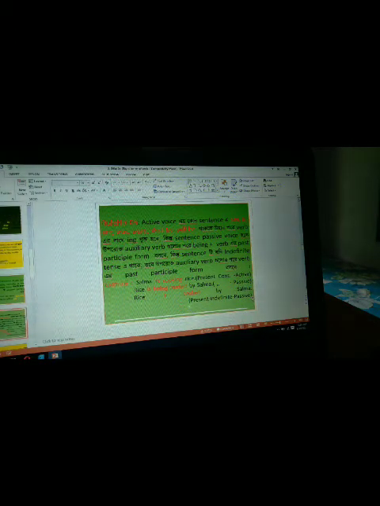In case of active voice, if there is am, is, are, was, were, shall be, will be as auxiliary verb in a sentence, we use ing with the main form of verb because the above mentioned auxiliary verb indicates that the sentence is in continuous form. Okay.